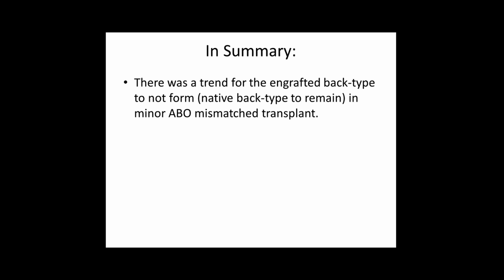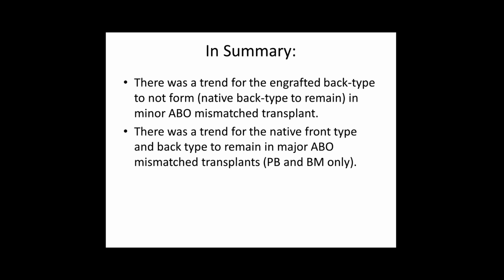However, we saw some interesting trends. The first one was a trend for the engrafted back type to not form, in other words, the native back type to remain, in those who received a minor ABO mismatched transplant. We also saw that there was a trend for the native front type and the native back type to remain in patients who received an ABO mismatched transplant if they were in the peripheral blood and bone marrow group.